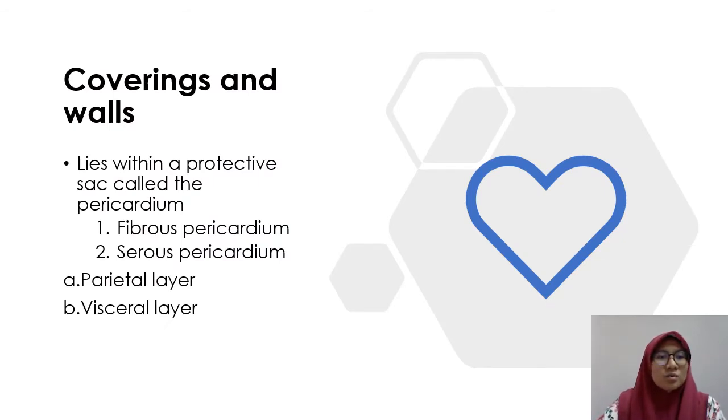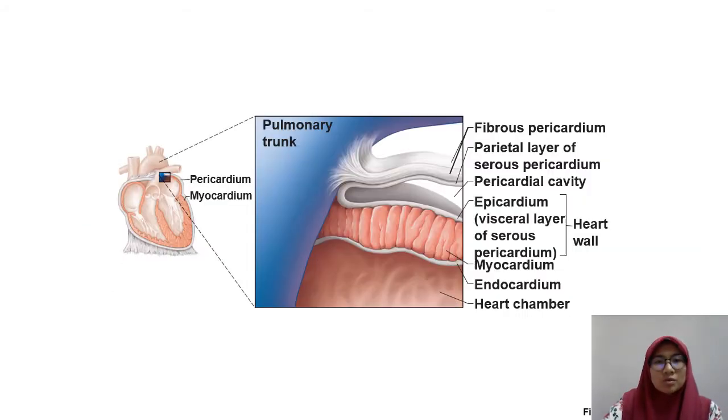The coverings and walls. It is protected by a sac, dia macam ada satu kantung, we call it the pericardium. The pericardium has dua lapisan lagi, fibrous and serous. And also it has parietal layer and visceral layer. So kita tengok, this is fibrous pericardium. This is serous pericardium yang bawah ni.